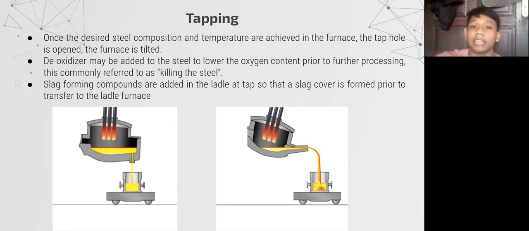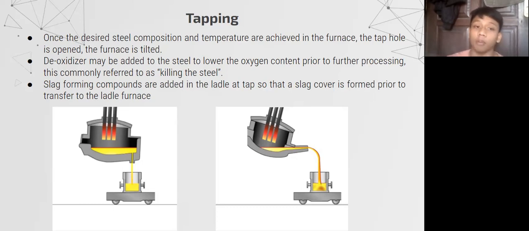Once the desired steel composition and temperature are achieved in the furnace, the tap hole is opened. In the electrical arc furnace, in the back there is a slag hole, and in the front there is the tap hole. This tap hole is used to dump the final product in the electrical arc furnace into the next step, that is the ladle furnace. In this process, a deoxidizer may be added to the steel to lower the oxygen content prior to further processing. This is commonly referred to as killing the steel, because we reduce the iron oxide by adding some deoxidizer. A common deoxidizer is aluminum or silicon in the form of ferrosilicon or silicomanganese.